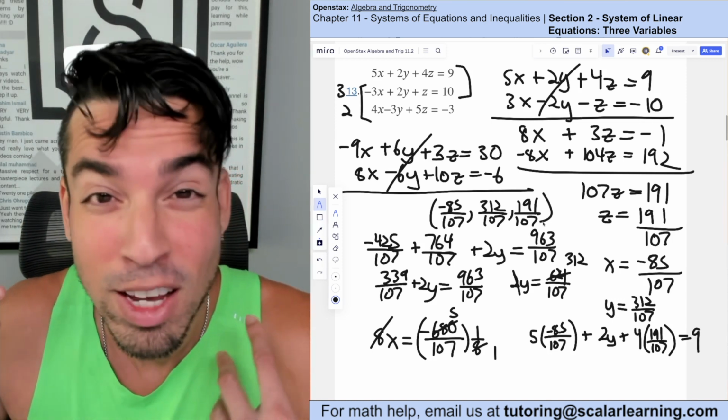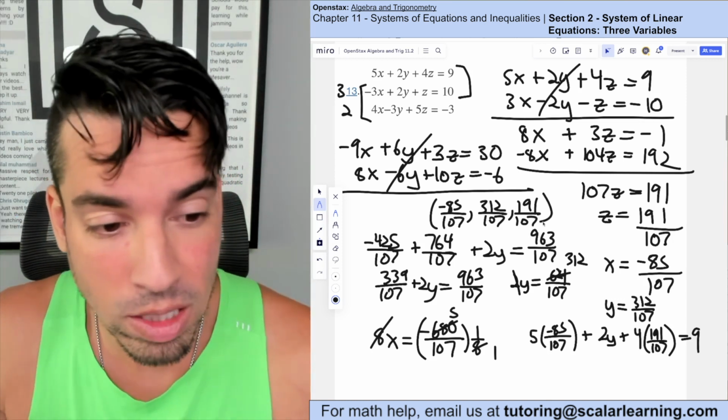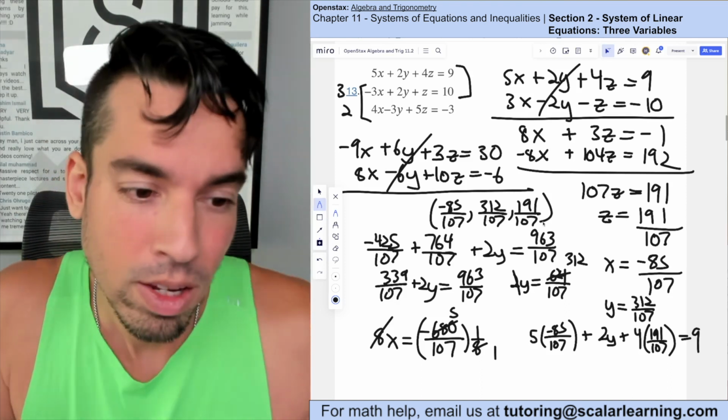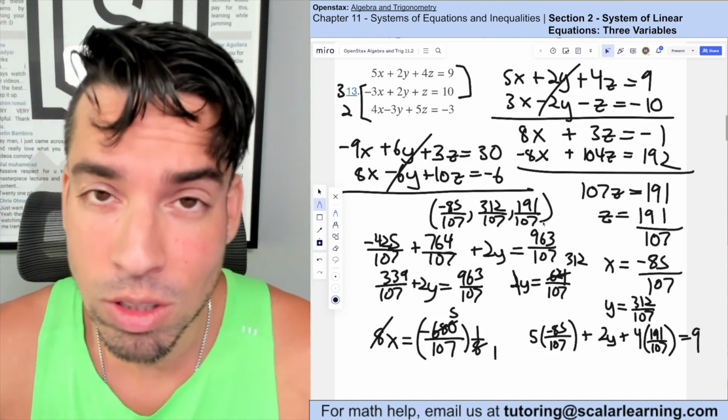Boom, done. This is a tough one because we got these crazy fractions, big numbers. Usually it's not like that, but that's how it is here. This is the answer in the back of the book, so that's how you do it.